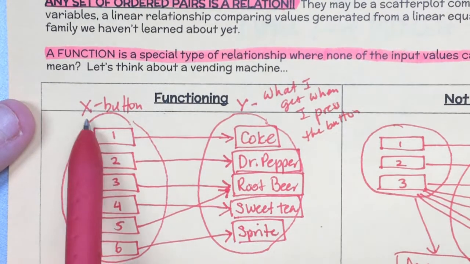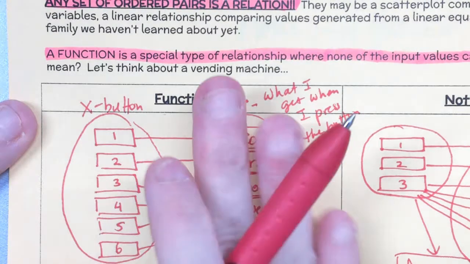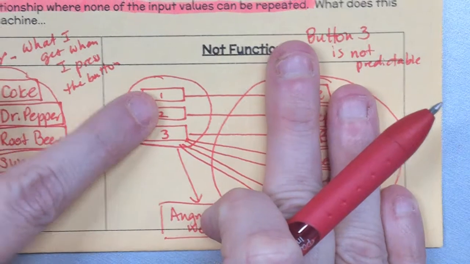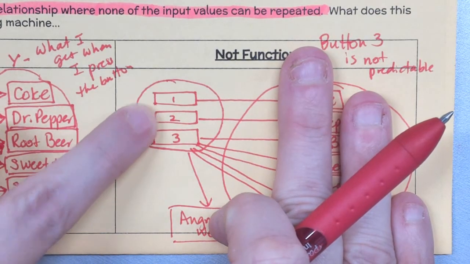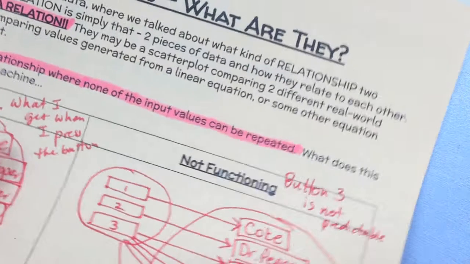Okay? So the X is the button, and Y is what I get when I press the button. And again, for this one, the buttons only have one option, so it's really predictable. I know exactly what's going to happen. But over here, the button is like predictable, crazy town, chaos. Like, I don't know what's going to happen, okay? So that's what we're talking about with a function, okay?